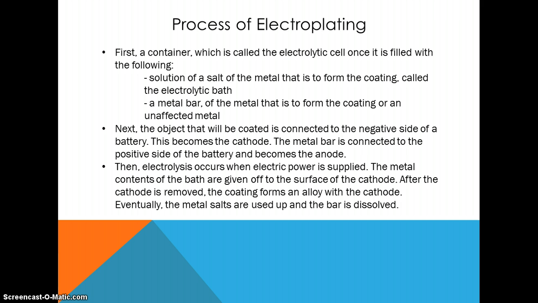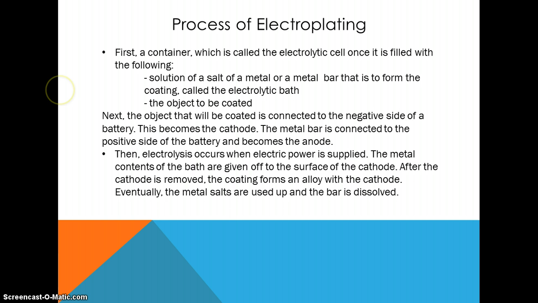The process of electroplating. The entire container is called the electrolytic cell. It is filled with a solution of salts of a metal or a metal bar that is to form the coating, which is called the electrolytic bath, and the object that is to be coated.